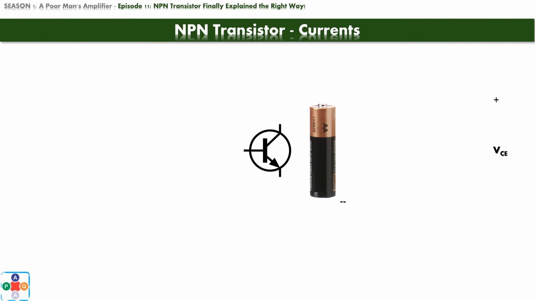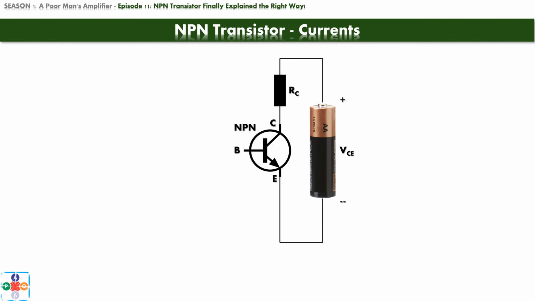Let's draw a proper schematic of an electric circuit consisting of one NPN transistor and a power source. For the power source, let's use a simple 1.5 volt battery. The proper way to connect the NPN transistor is to connect the collector to the positive terminal, and the emitter to the negative terminal of the battery. Also, we need to add what is called a collector current limiting resistor, to prevent too much current flowing in the transistor.